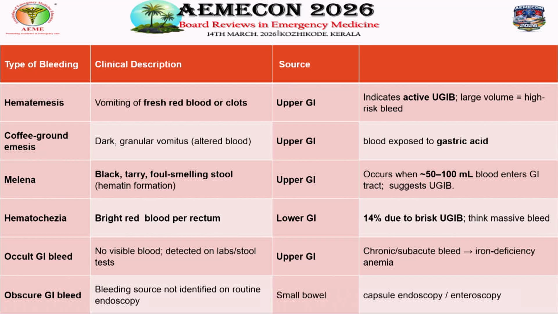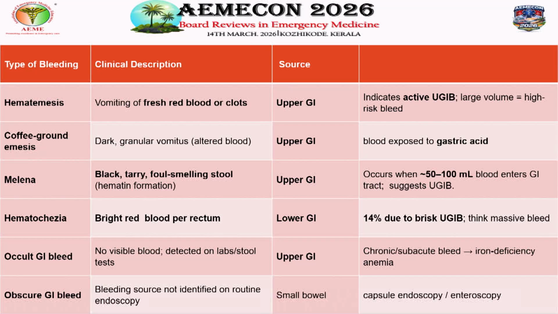Then hematochezia. Hematochezia is a lower GI symptom, they say. But 14% of the times, if the patient is having very brisk bleeding, so blood doesn't have enough time to transit all through, blood will transit very fast. So hematochezia also can present in UGI bleed patients, right?